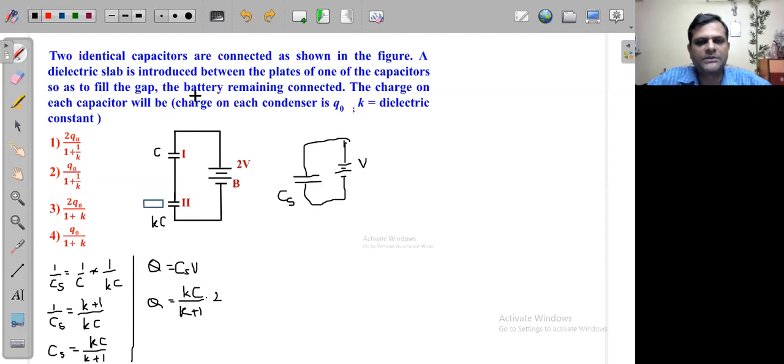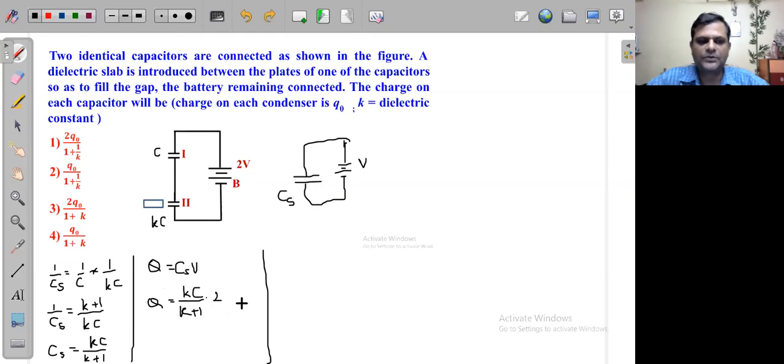Okay, now we have to relate this with the original charge. For that we have to think about when the dielectric is not inserted between the plates of the second capacitor here, at that time the charge on each capacitor was Q naught actually. So we want to express this final expression in terms of Q naught here.